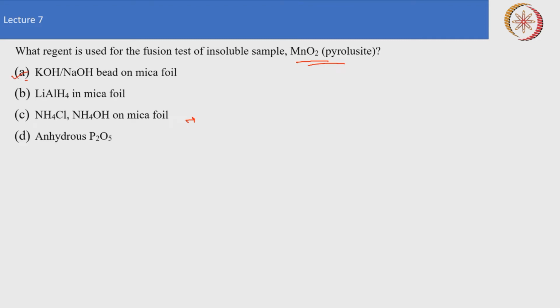Okay, Somodev Kebora has written answer C. Okay, so the answer will be A, because if you have an insoluble sample, then you have to use some alkali treatment or acid treatment.